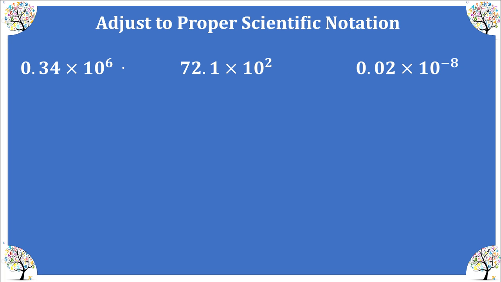Here we have some sort of scientific notation, but it's not proper because our coefficients need to be between the numbers 1 and 10 without going over 10. So 0.34 is not between 1 and 10, so we're going to increase this by moving the decimal 1 time. So I increased my coefficient, so we need to keep it balanced by decreasing our exponent by 1. So we have 10 to the 5th.